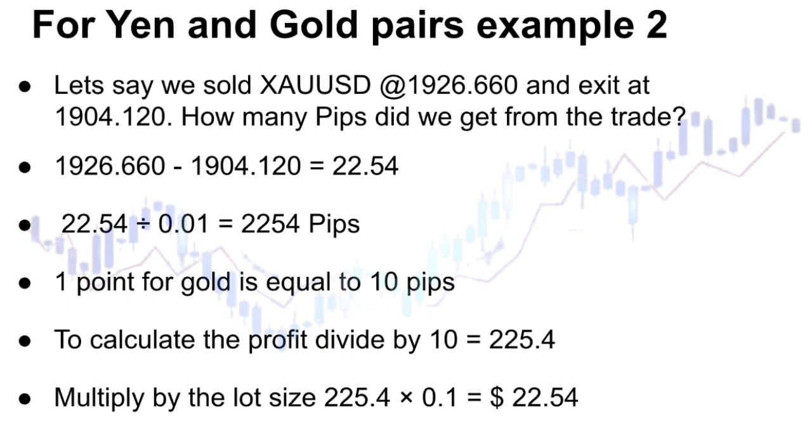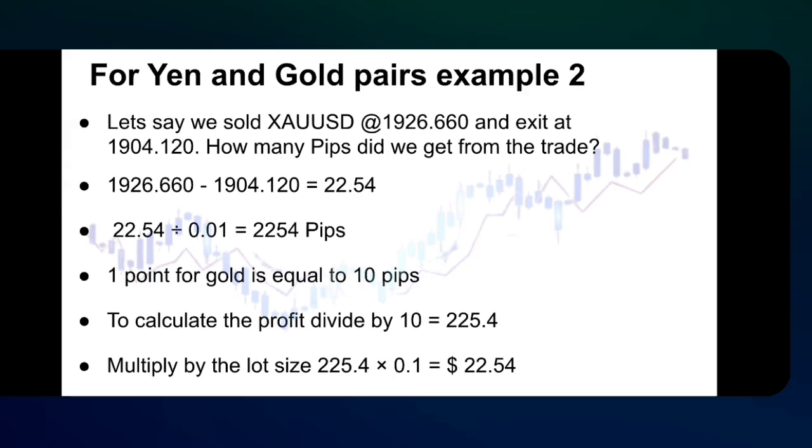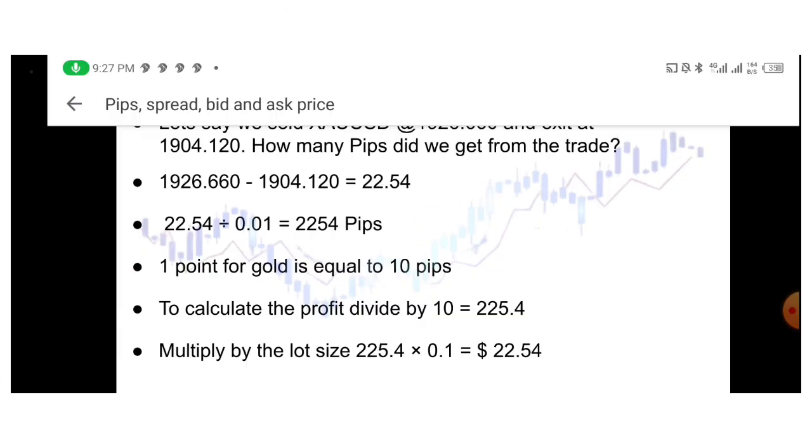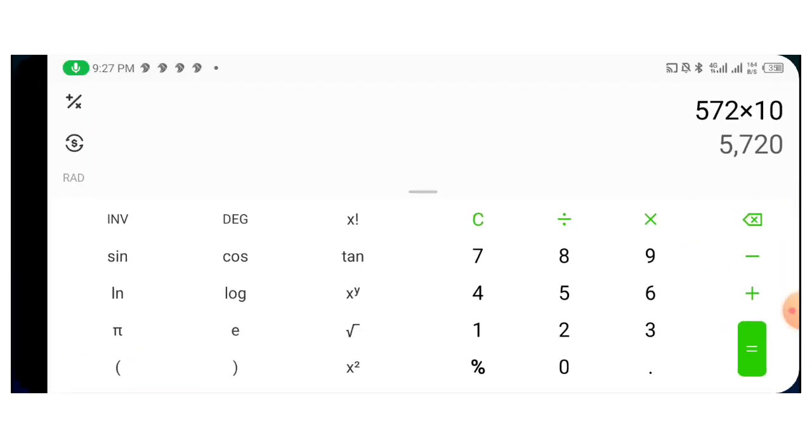So this is what you have now: 225.4 points. Multiply by the lot size to get the profit. If you want to get the profit for this trade, all you need to do is multiply by the lot size. So let's say 225.4. Let's go to our calculator. 225.4. So let's say we use the standard lot now.